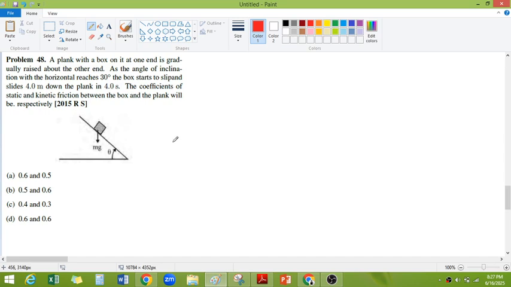A plank with a box on it at one end is gradually raised above the other end. As the angle of inclination with the horizontal reaches 30 degree, the box starts to slip and slides 4 meter down the plank in 4 seconds. The coefficient of static and kinetic friction between the box and the plank will be, respectively.